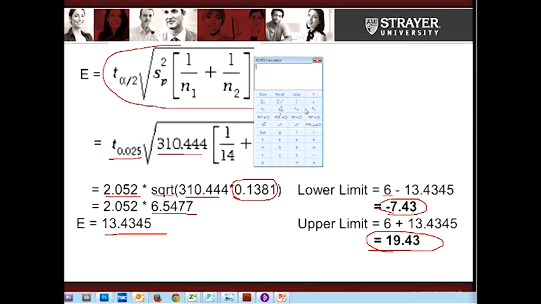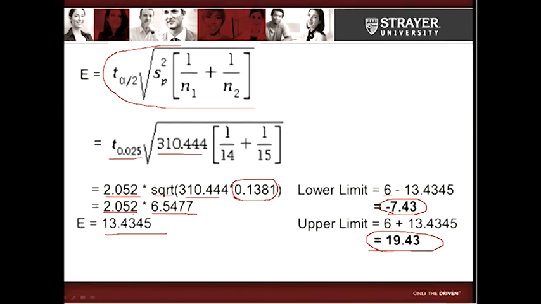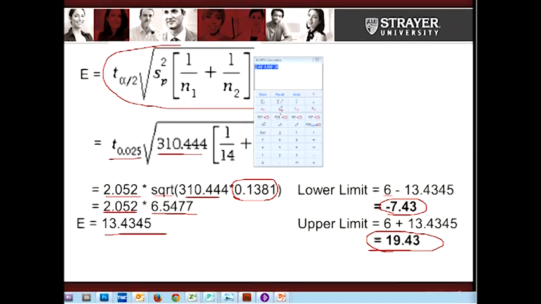When you do t of 0.025, let me do that again. So we go to the t, and then we put the 0.025 in the first blank. And your degrees of freedom was 14 plus 15 minus 2, so that's 27. And then that number just goes into the calculation.